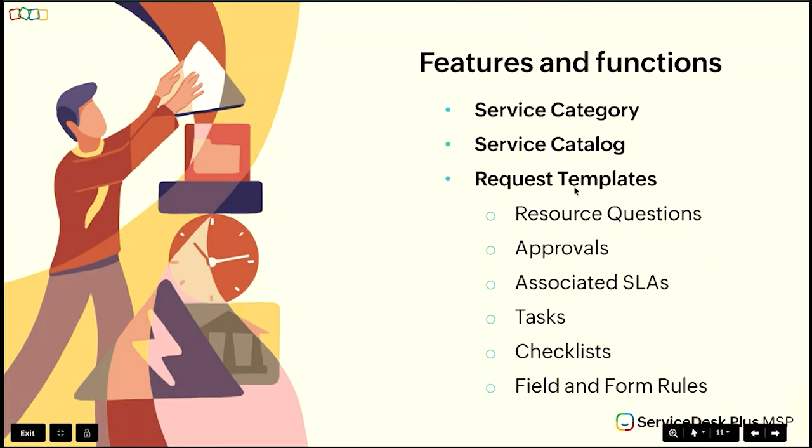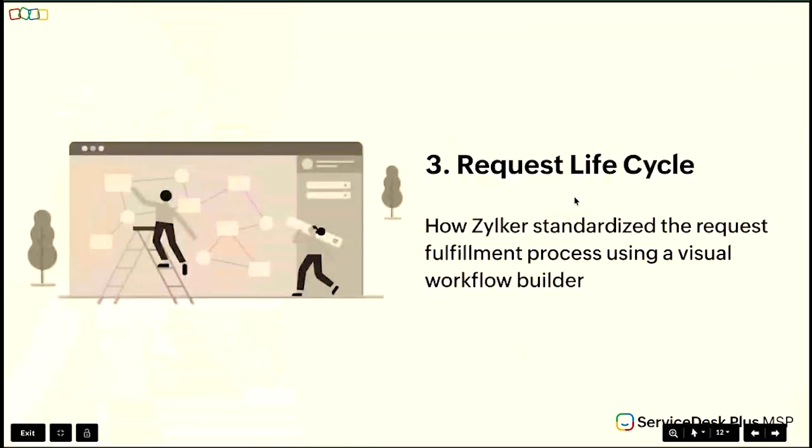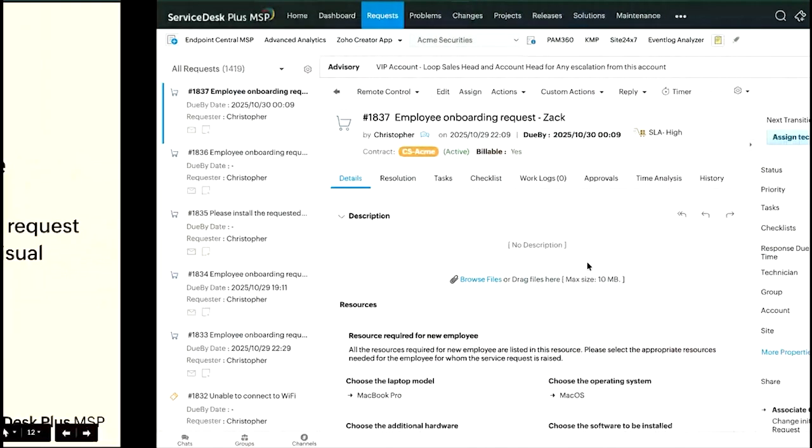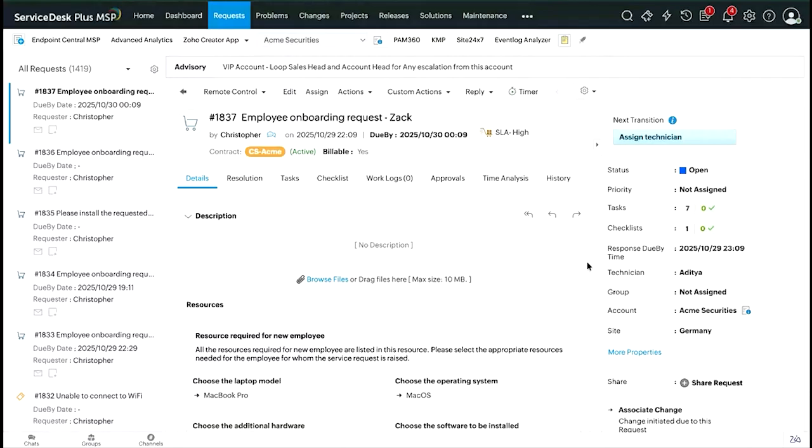So we saw how you could create different service categories and customize your service catalog. Then we saw how you could create the request templates. Now the final part of today's presentation is the request lifecycle. How, utilizing the request lifecycles, Zilker standardized their request fulfillment process and provided them a sequential format to deliver IT services to Zilker MSP, right? So let's check out how this particular feature works.